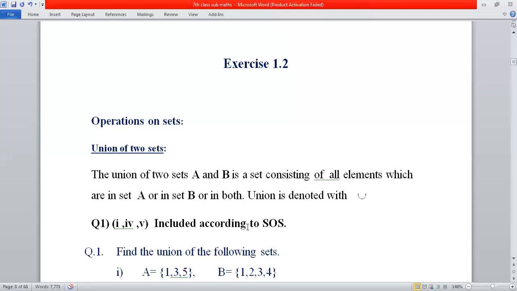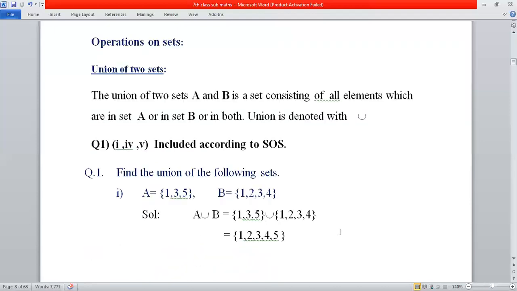Now, according to SOS, question number 1 includes three parts: the first part, the fourth part, and the fifth part. Here I'll discuss with you the first and fourth parts, and the fifth part you do by yourself, just like these two parts. So now come to the first question.